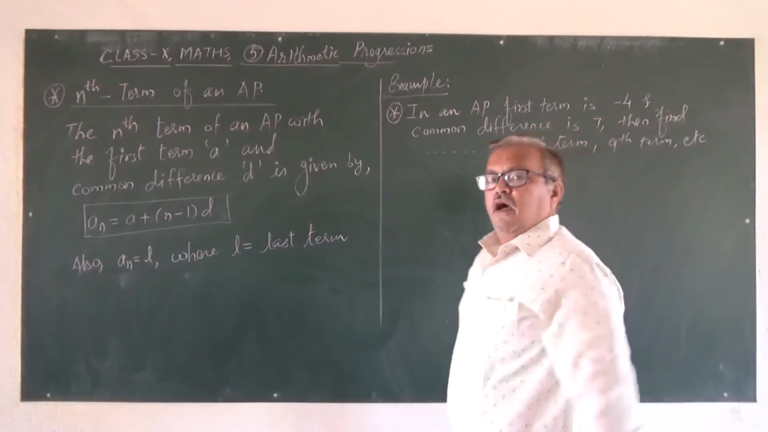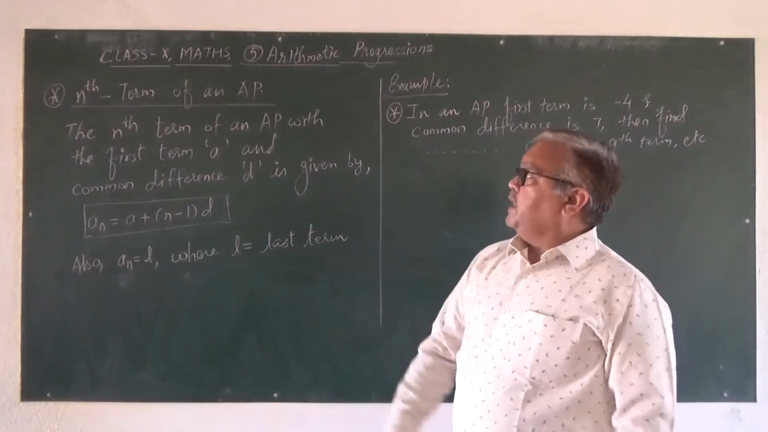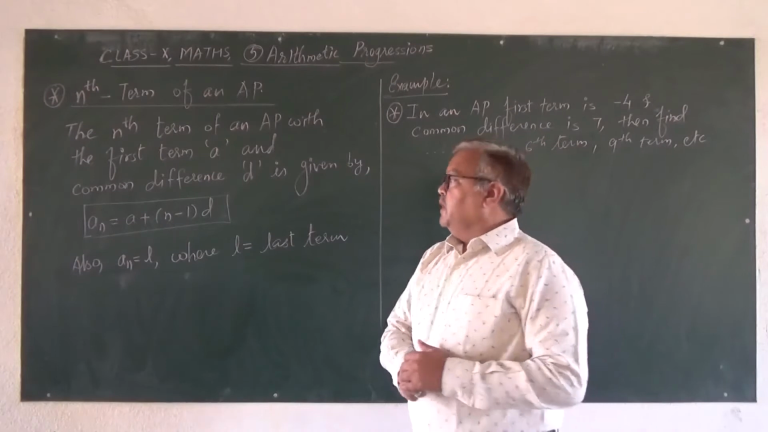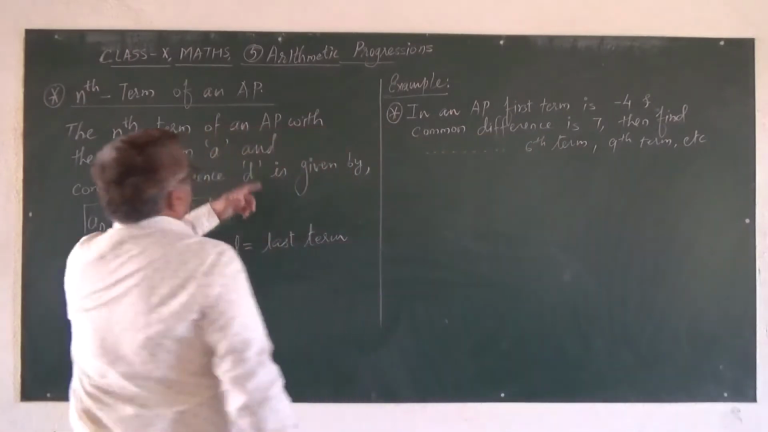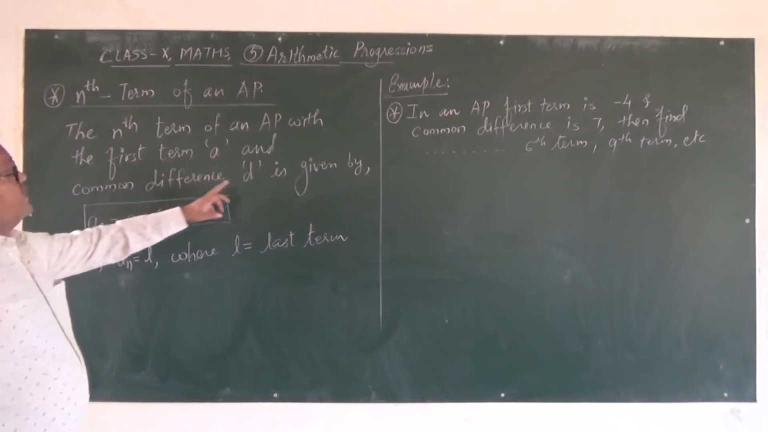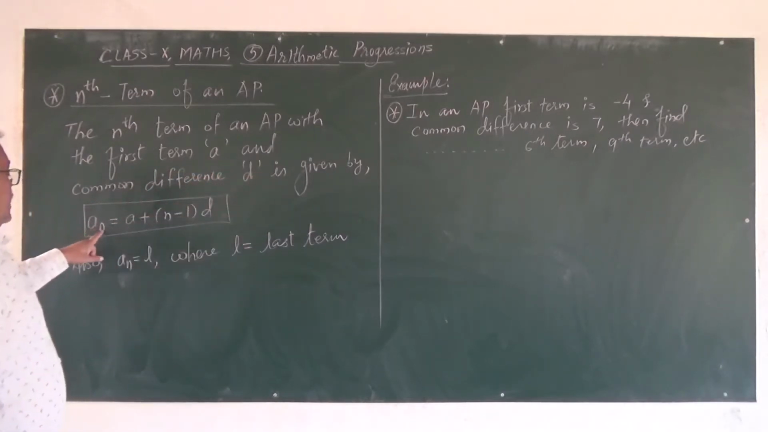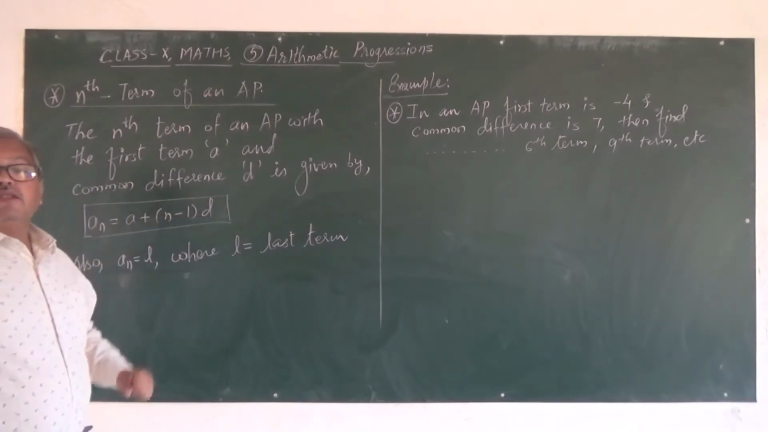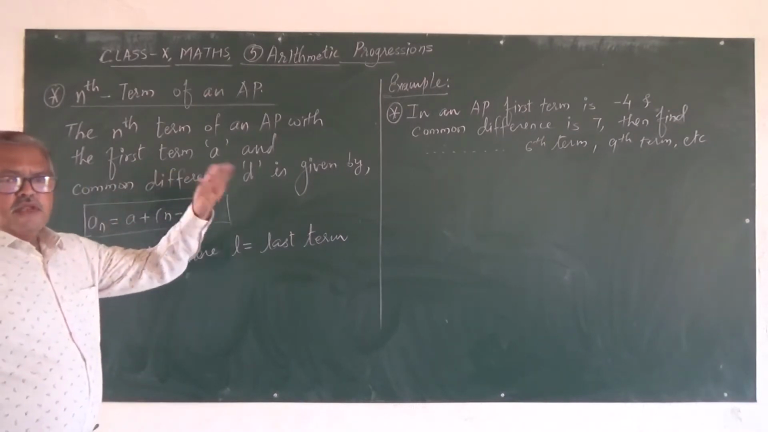Let us see a new concept, the nth term of an AP. What do we mean by the nth term? The nth term of an AP with first term a and common difference d is given by an is equal to a plus n minus 1 into d. Nth term means the last term.